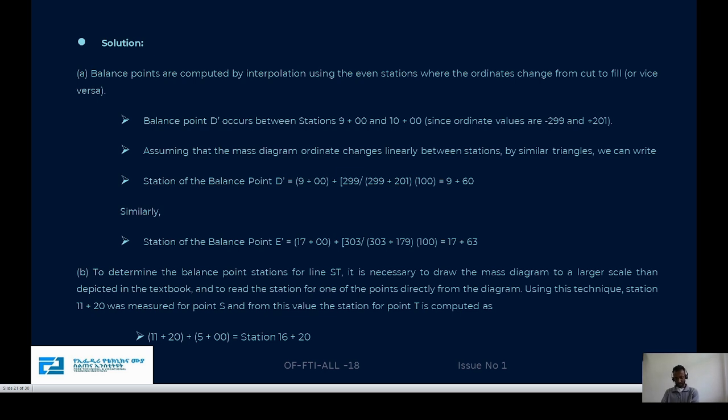So the balance point for the first loop is 9 plus 16, and the second is also calculated in these parts. It is between 17 and 18. At 17 the volume ordinate is 303, and at 18 the ordinate value is 179. So we have calculated it as 17 plus 63.